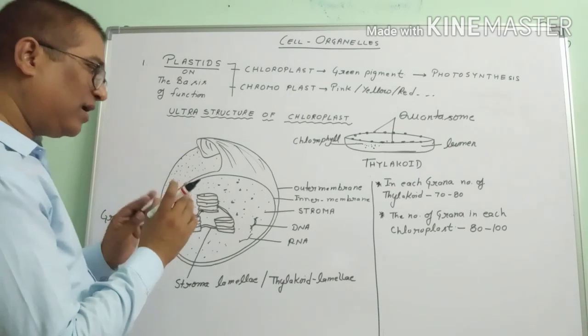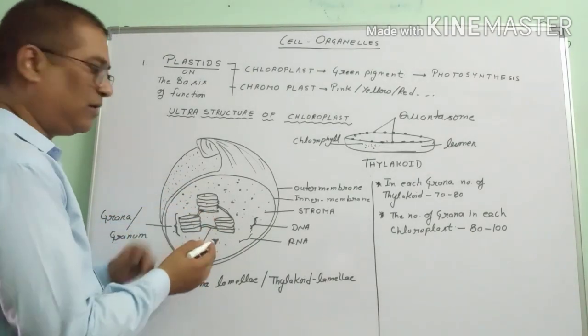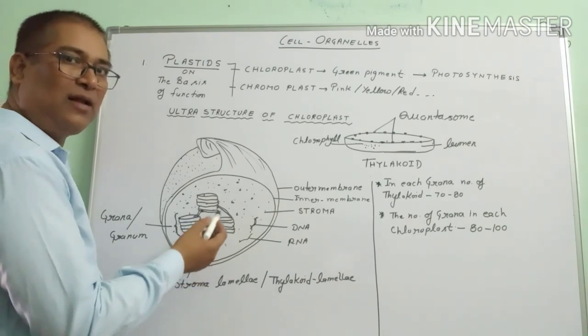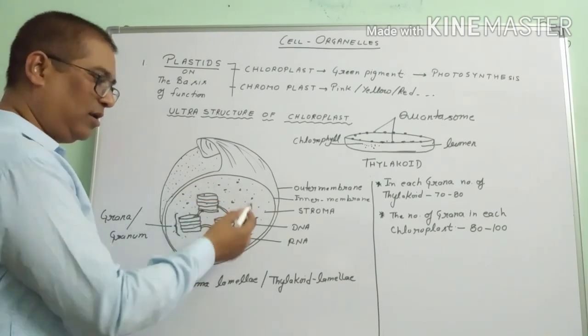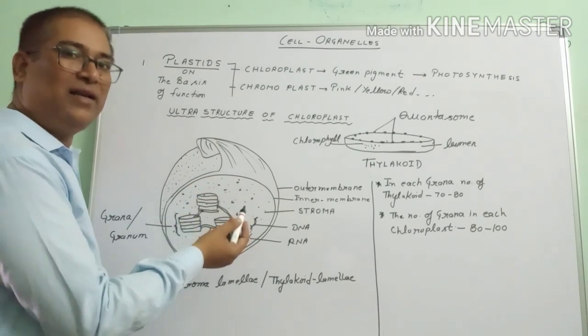Now regarding photosynthesis, all the photosynthetic reactions start in the grana, that is the light reaction, and in the stroma the dark reaction of photosynthesis takes place.